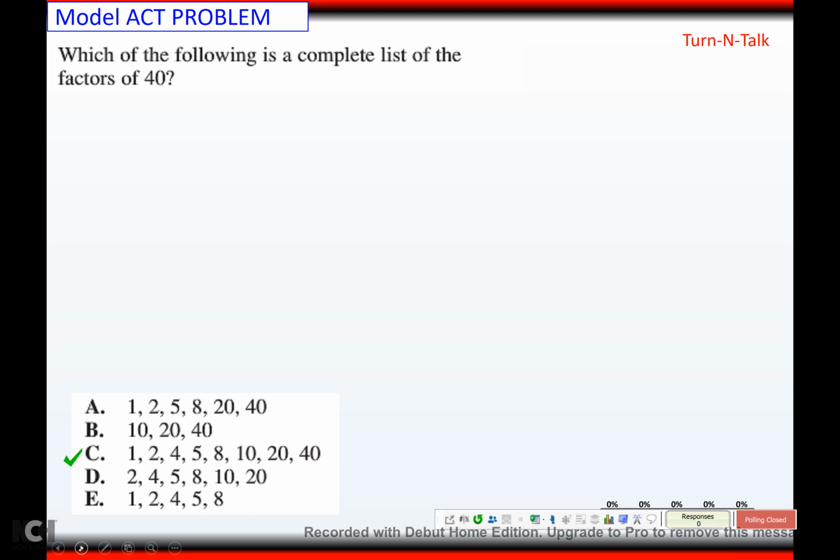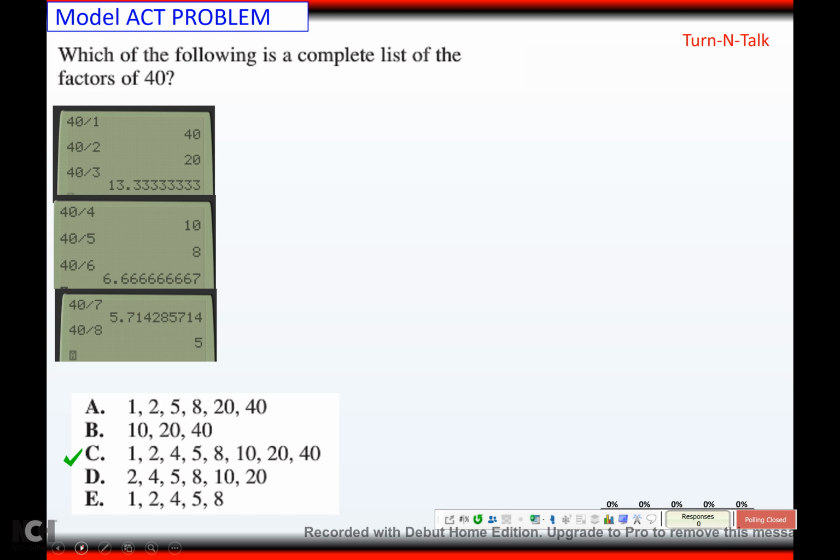And hopefully you got C. It says, which of the following is a complete list of the factors of 40? Well, if you type in 40 divided by 1 is 40, so that means 1 and 40 are factors. Divided by 2 is 20, that means 2 and 20 are factors. 3 gave me a decimal, so they're not factors. 4 and 10 are factors. 5 and 8 are factors.